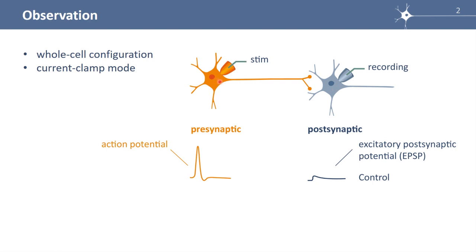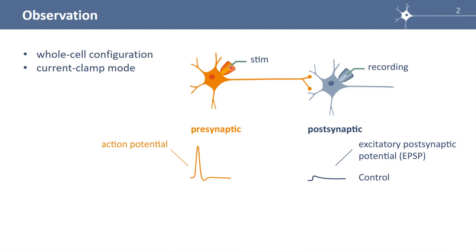The orange one is called presynaptic because it's located before the synapse, and the blue one is located after the synapse, so it's called postsynaptic. We record both neurons in whole cell configuration to record the activity of the whole membrane, and in current clamp mode to record potential changes.